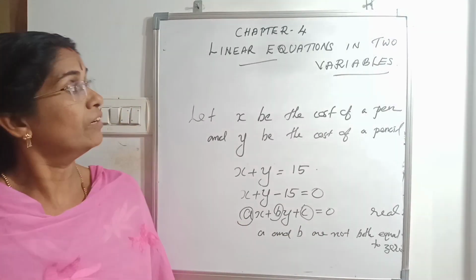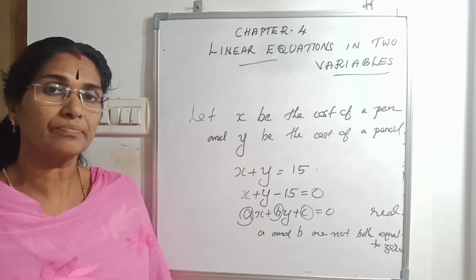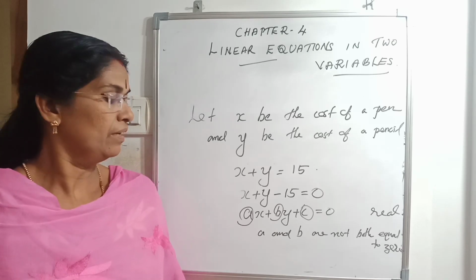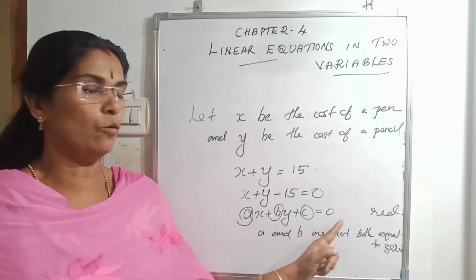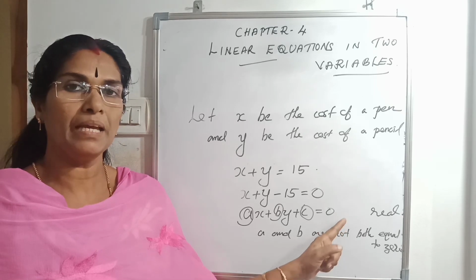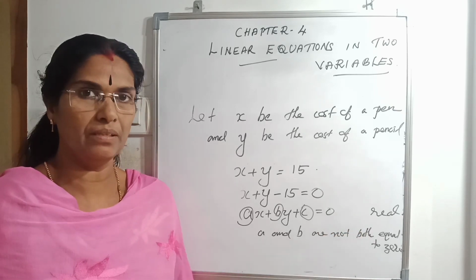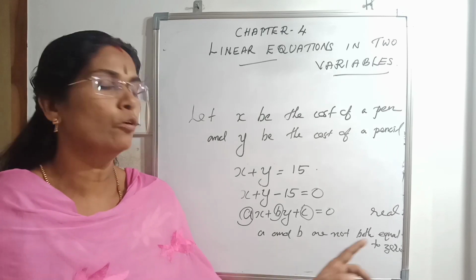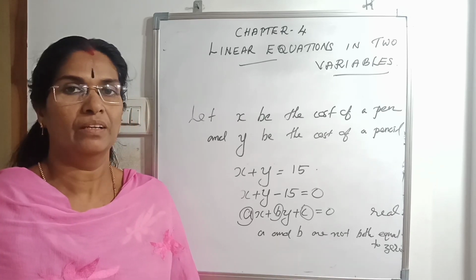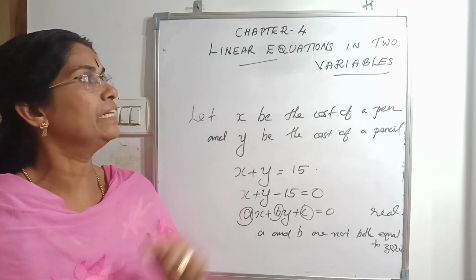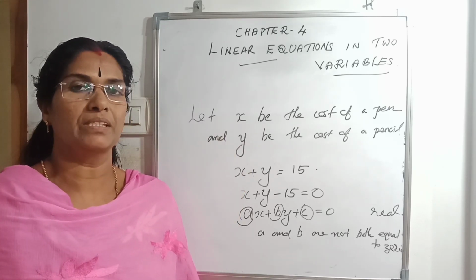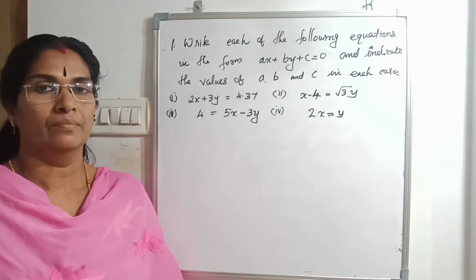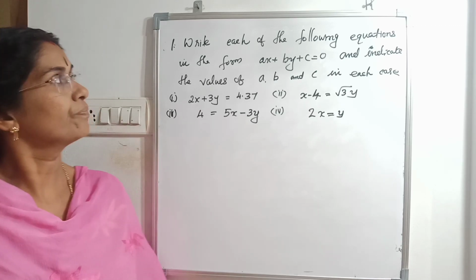So can you define what is a linear equation in two variables? An equation which is in the form ax plus by plus c equal to 0, where a, b, c are real numbers and a and b are not both equal to 0. Clear? This type of equations are called linear equations in two variables. Clear? Okay. Now we can solve some questions.